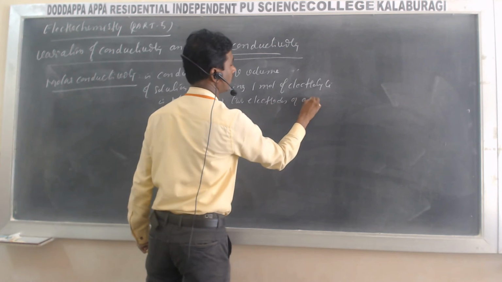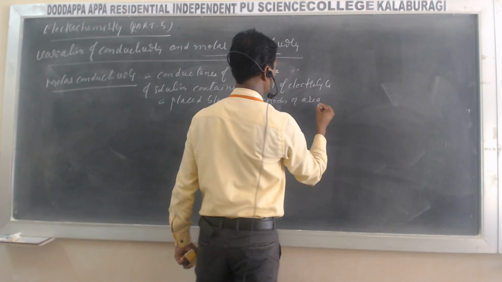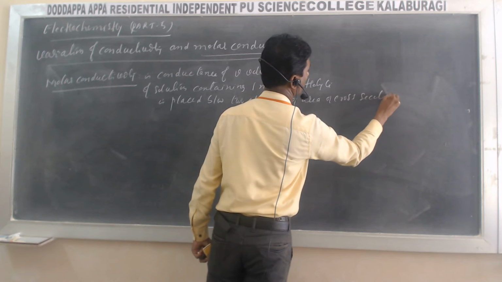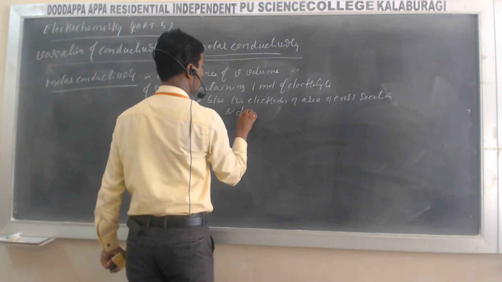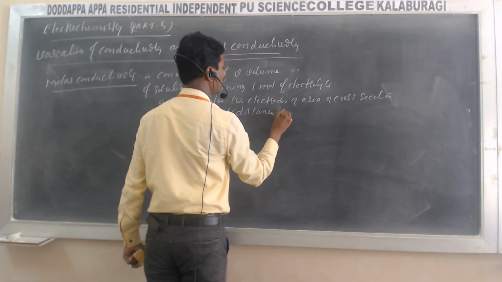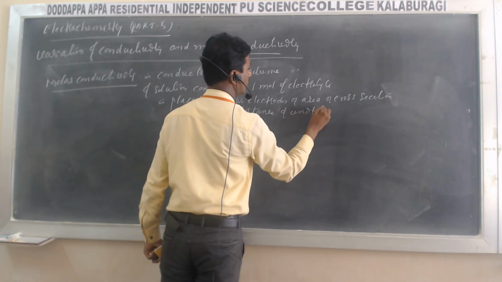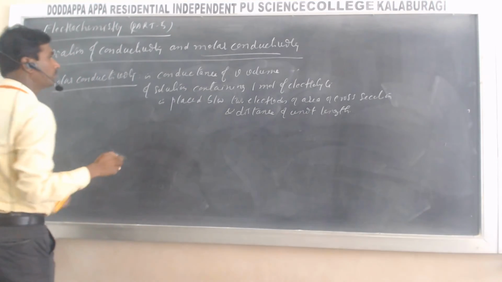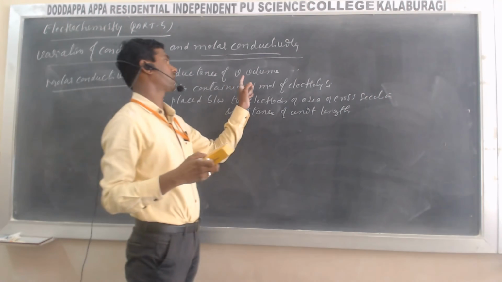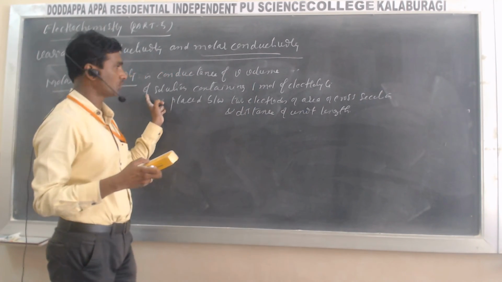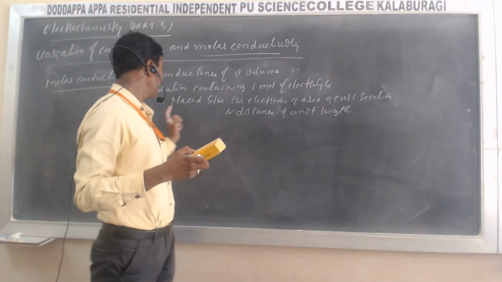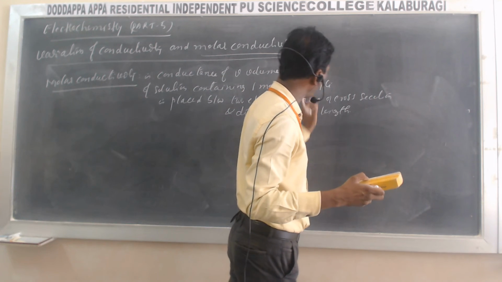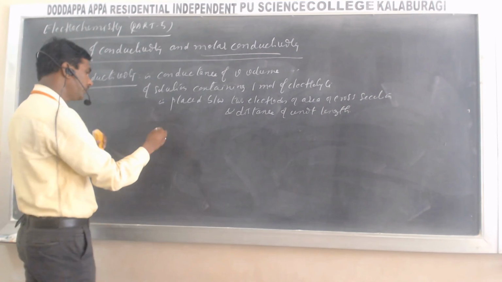of unit area of cross section and a distance of 1 unit length. So it is called molar conductivity. Molar conductivity is the conductance of V volume of solution containing 1 mole of electrolyte placed between 2 electrodes of unit area of cross section and a distance of unit length.